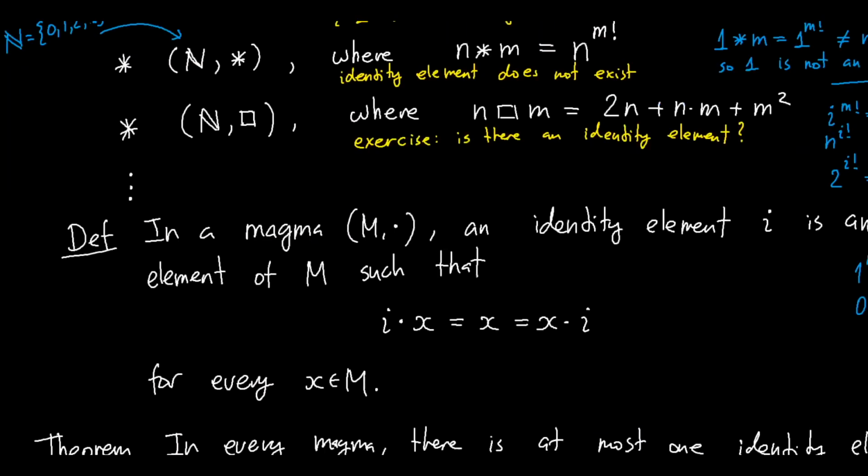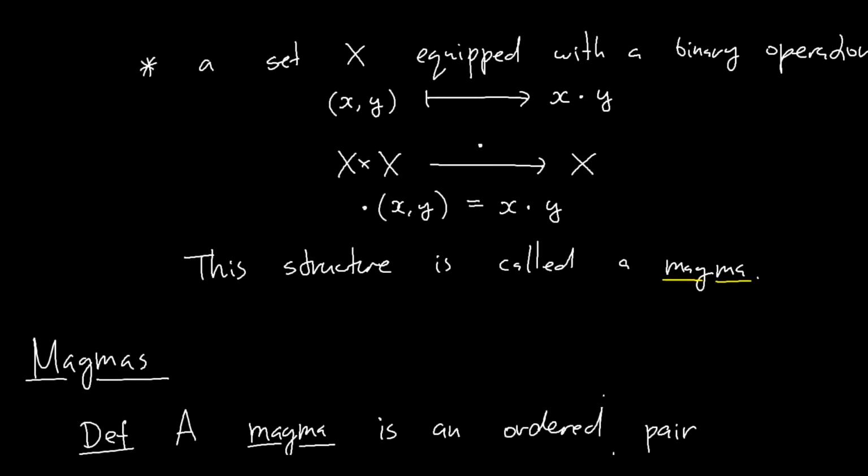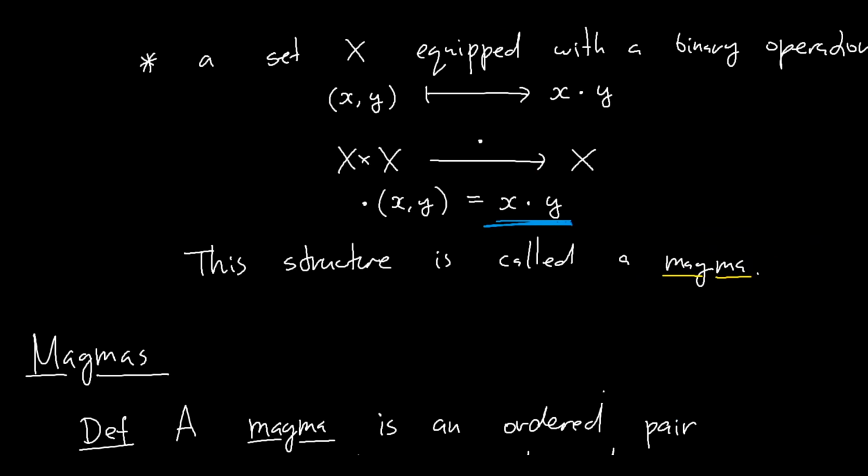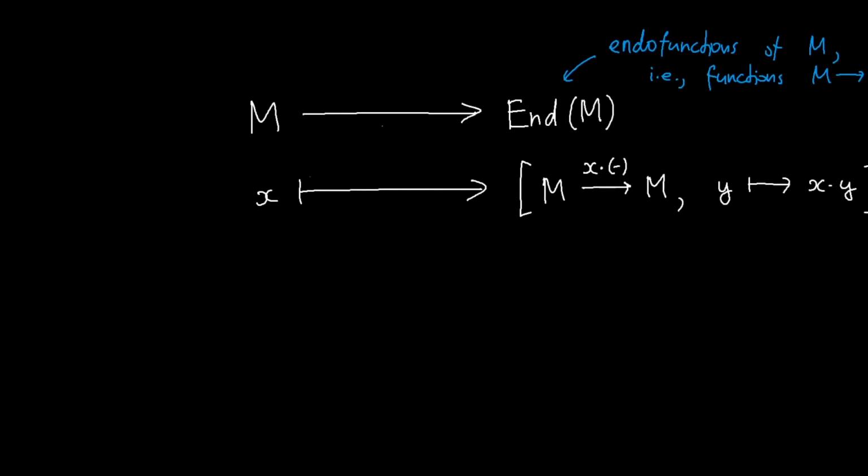If we go back to our notation for multiplication, we can think of this as a function of two variables, the variable x and the variable y. But as soon as I fix one of the variables, for example x, I can think of this as a function of one variable, the second variable. This is exactly what I'm doing here. I'm fixing one variable, and then I'm thinking of the x dot y thing as a function of y, where y is mapped to x dot y. So every element of the magma gives rise to a function from M to M.